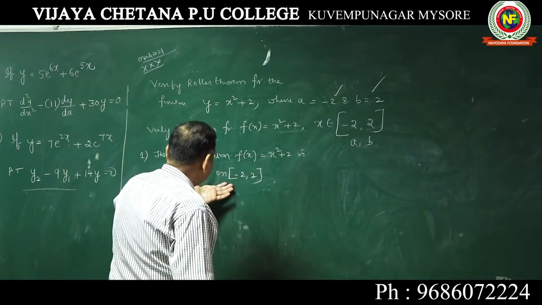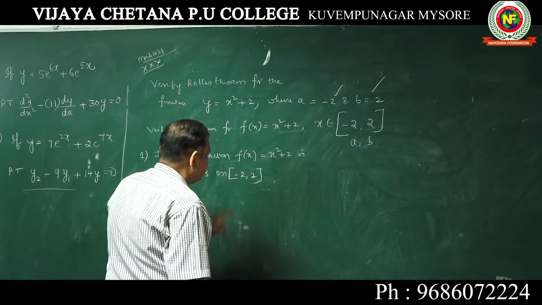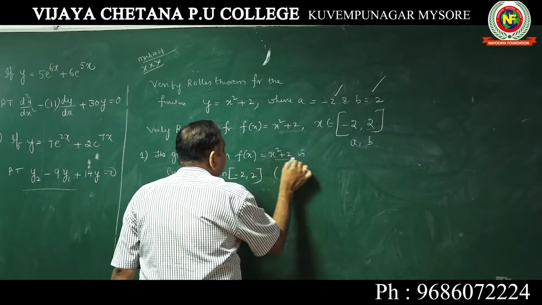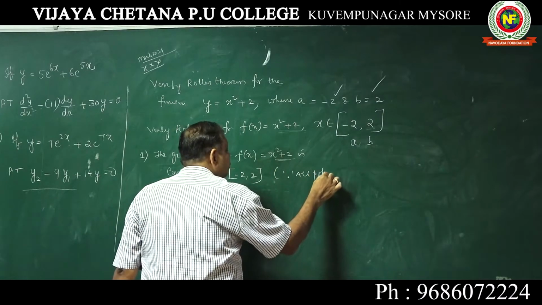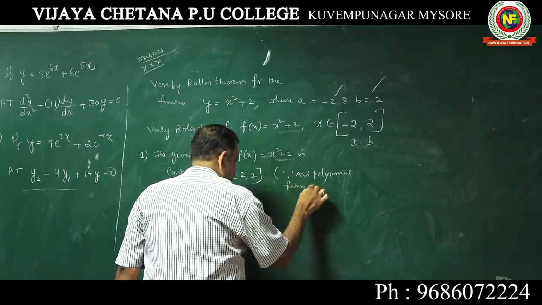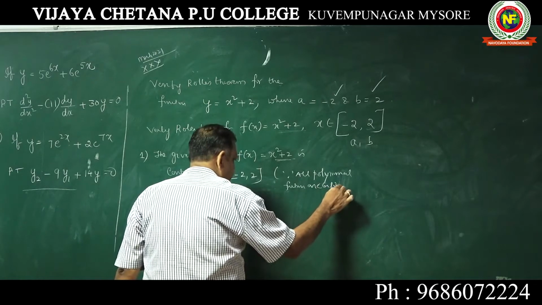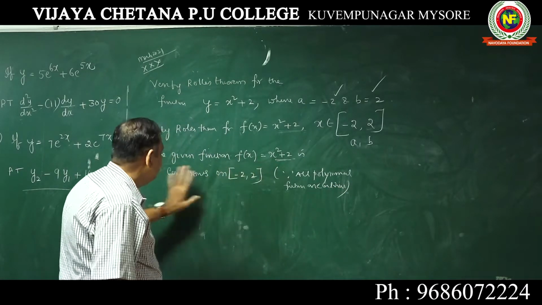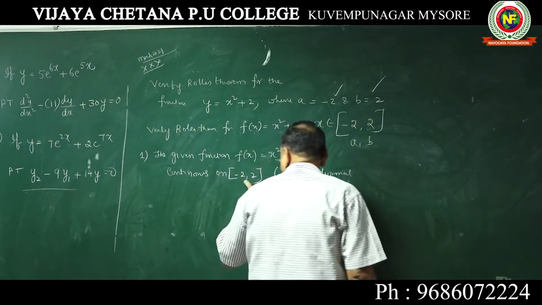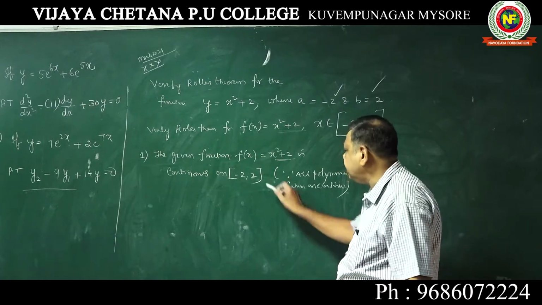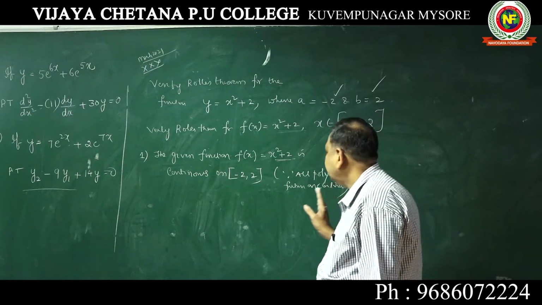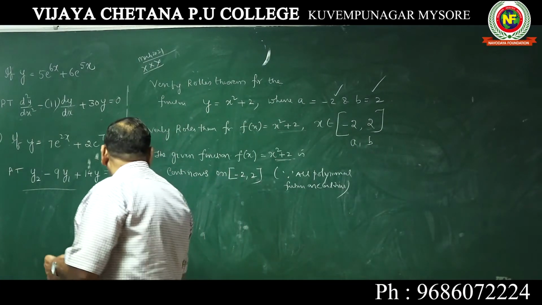Whenever it is a continuous function, you should write a closed interval. This is called a closed interval. Continuous, because you can write all polynomial functions are continuous; this is a polynomial function. This much is enough. The given function f(x) equal to x squared plus 2 is continuous on minus 2 comma 2. While writing the interval, it is very important to write the closed interval. You can always say it is a polynomial function.